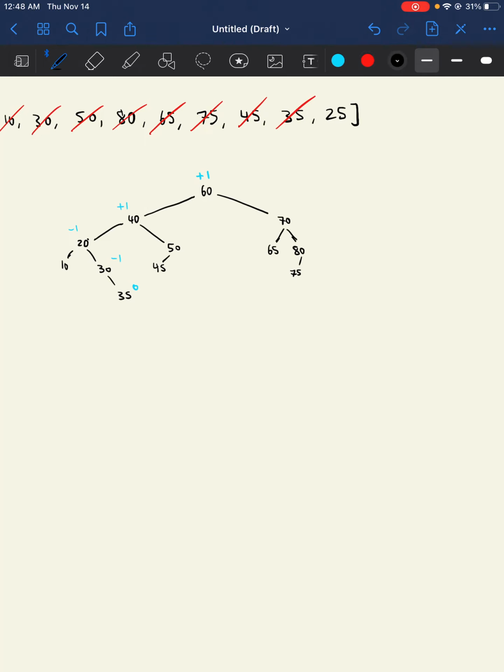25. So 25, smaller than 60, smaller than 40, bigger than 20, but smaller than 30. So it's going to go right down here. Balance factor is 0. Balance factor of 30 becomes 0, because 1 minus 1. 20 becomes 1 minus 2. Okay, so it stays negative 1. 40 becomes 1, 2, 3 minus 1, 2, positive 1. 60 also doesn't change. It's 1, 2, 3, 4 minus 1, 2, 3. Yeah. So we are done. So this is our final tree.